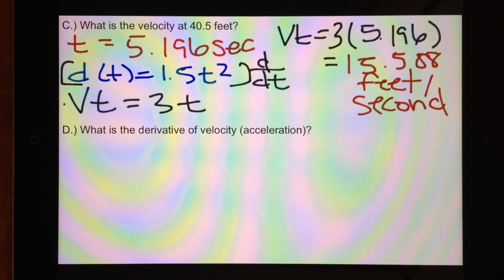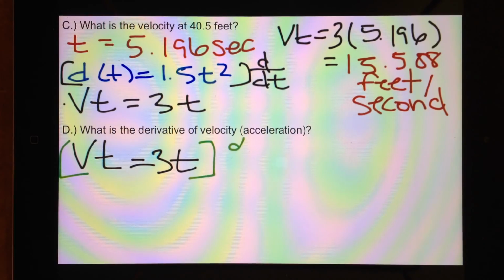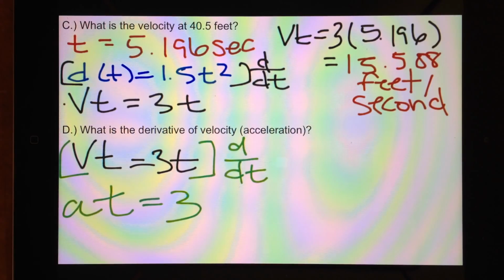Now we know what v of t is equal to. We can find the derivative of velocity as it asks us in D, or the acceleration. So v of t equals 3t, and we take the derivative of that. We can find acceleration, which is simply 3. So I have a constant acceleration of 3 as I'm rolling down the hill, and hopefully I won't crash at the bottom of it. So thanks, goodbye, have a nice day.